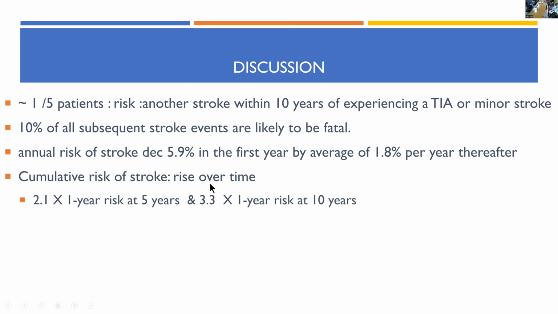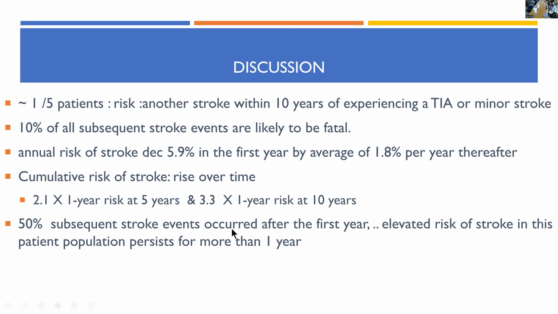The cumulative risk of stroke rises over time. A 2% risk in 1 year, two times the first year risk at 5 years, and 3 times the first year risk at 10 years. That seems like a reasonable thing from what they said.